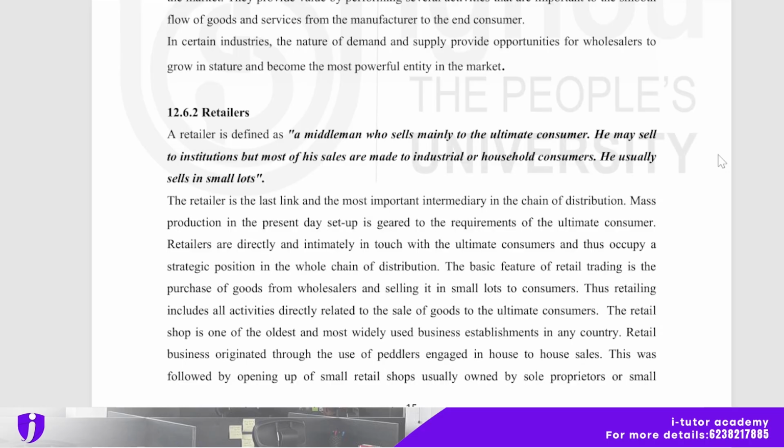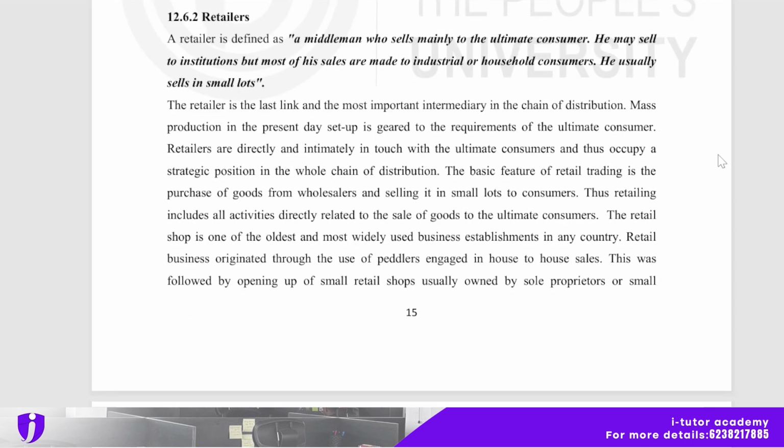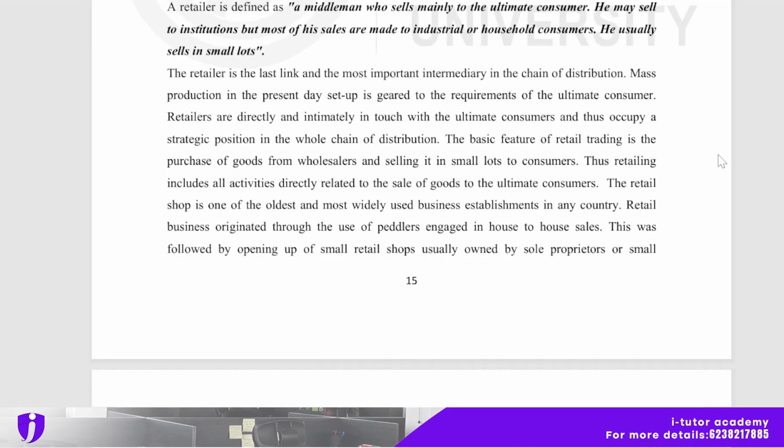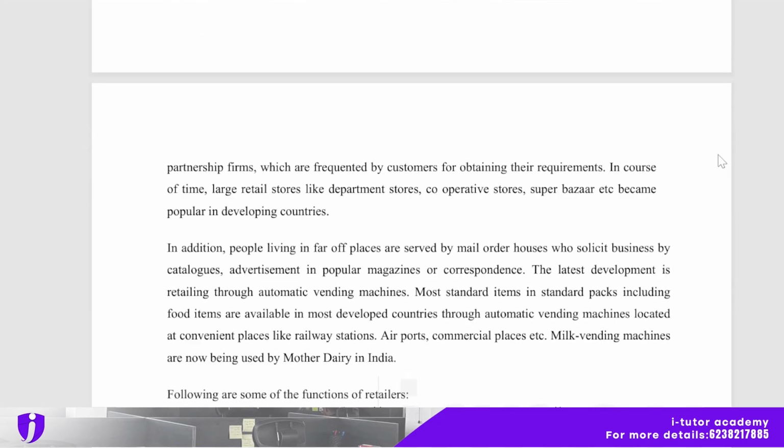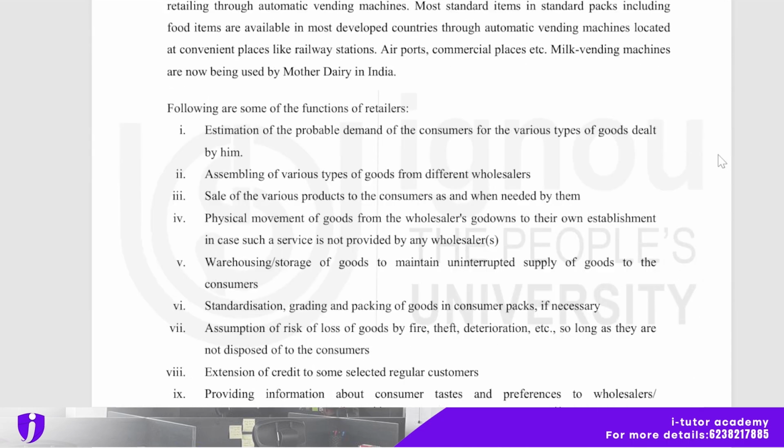A retailer is defined as a middleman who sells mainly to the ultimate consumer. He may sell to institutions, but most of his sales are made to industrial or household consumers. He usually sells in small lots. The retailer is the last link and the most important intermediary in the chain of distribution. Mass production in the present day setup is geared to the requirement of the ultimate consumer. Retailers are directly and intimately in touch with the ultimate consumer and thus occupy a strategic position in the whole chain of distribution. And following are some of the functions of retailers.